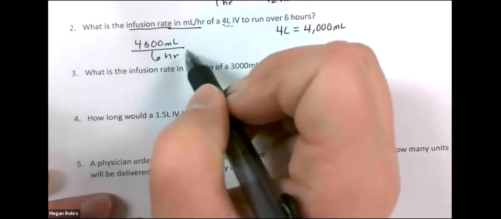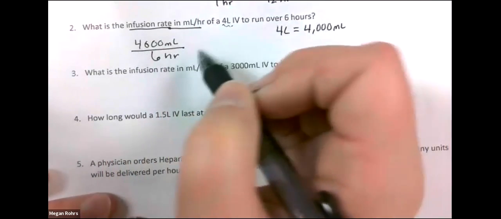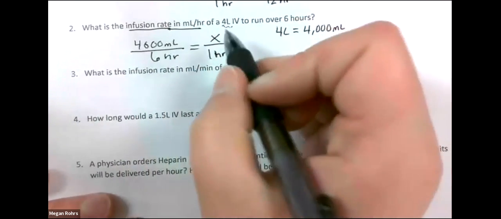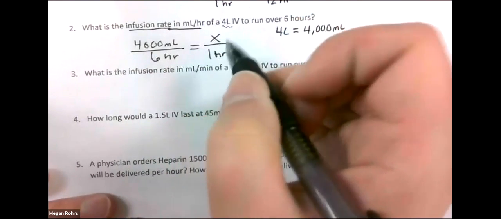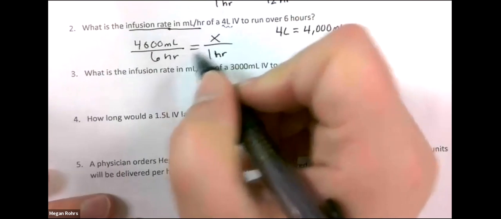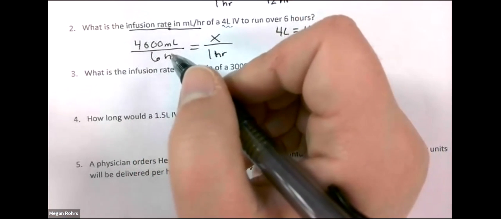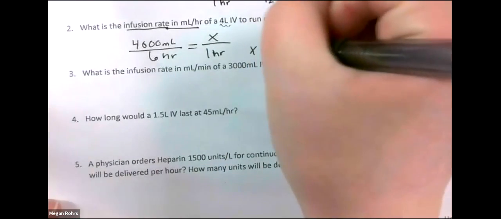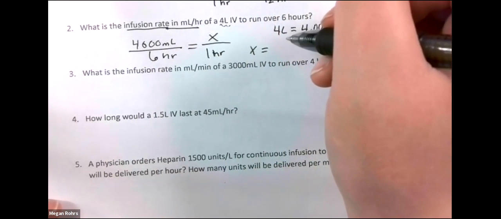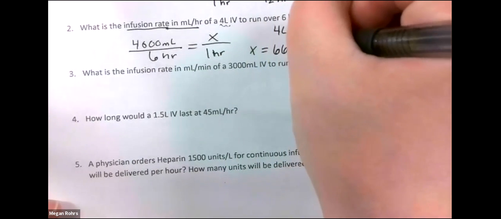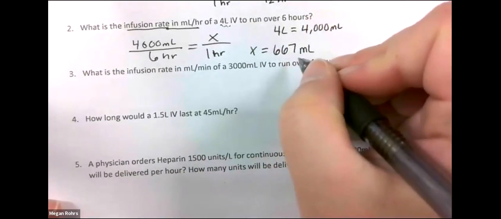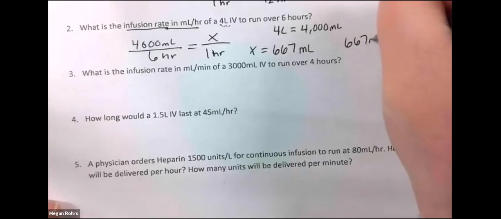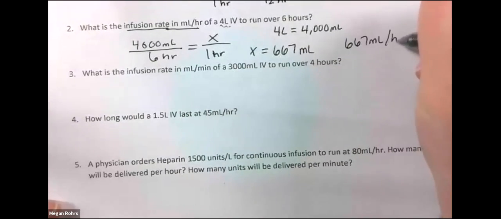So what we can do is just simply divide this to reduce it down. Or if it helps you out, we can set this equal to x over 1 hour. So we know that's milliliters per 1 hour. Either way, it's just going to be 4,000 divided by 6. So I plug that into my calculator, and x equals, I'm going to round to the nearest milliliter here, I got 667 milliliters. So my rate now would be 667 milliliters per hour.